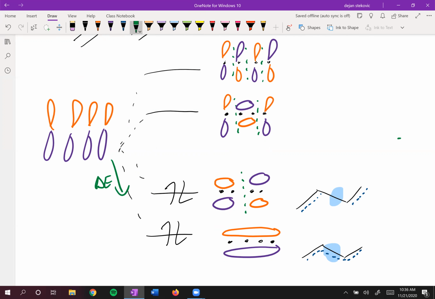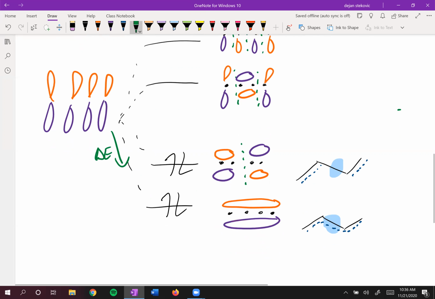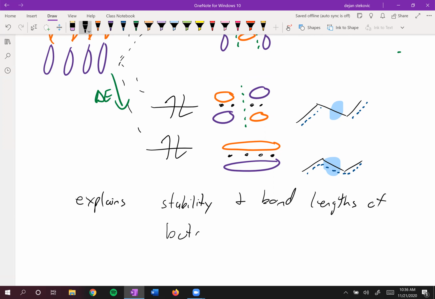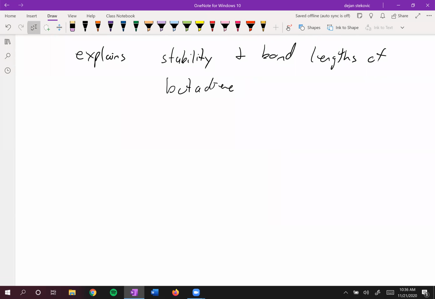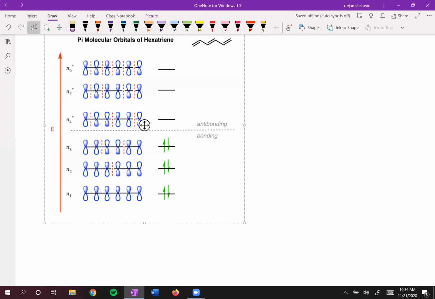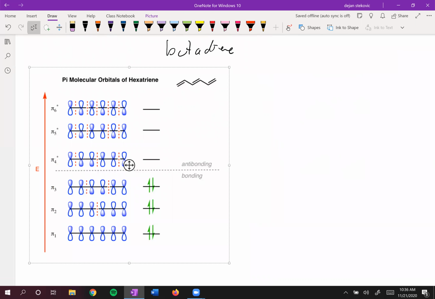And that's what it's all about, right? And so this molecular orbital theory explains the stability and the bond lengths of butadiene. And you can expand it further. For example, you could add another pi bond, and you get hexatriene, right?